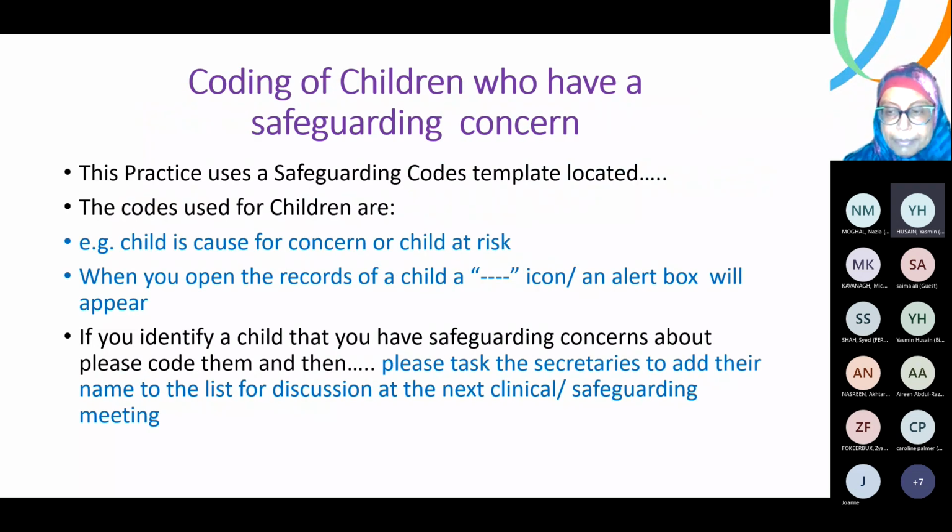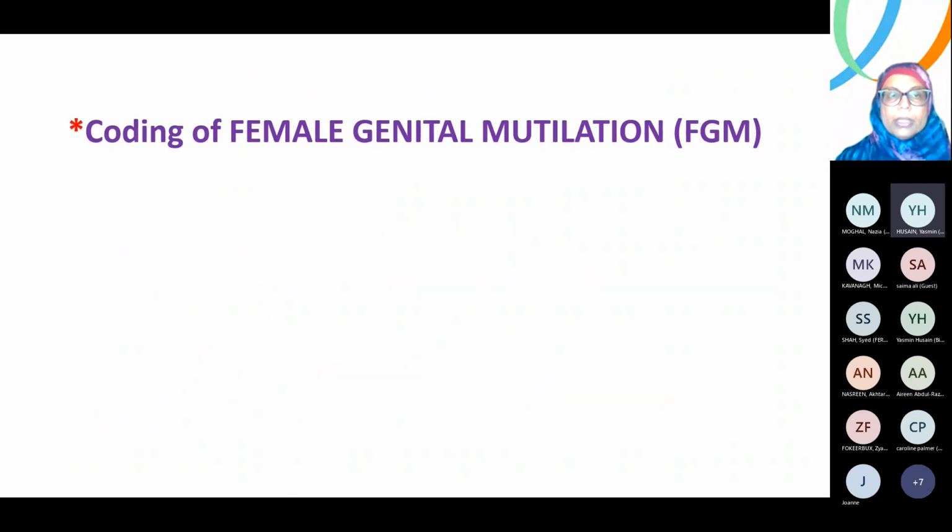And then coding, if you use a template, make sure they're using the template as well. Otherwise, make sure you're all using the same codes within the practice so that you can run searches if you need to. And when they're starting to work at your practices, how would they know that you've got a safeguarding concern about a child? When they open the records, is there going to be an icon? Is there going to be an alert on the manage box, for example? So let them know. And again, let them know if they identify a child who doesn't already have a safeguarding alert on them, what do they need to do? They need to code, and then how do they get them onto the safeguarding meeting?